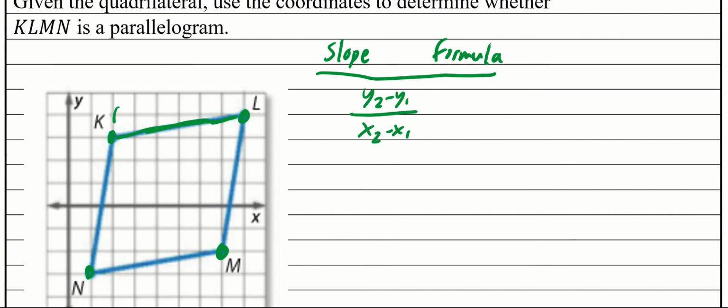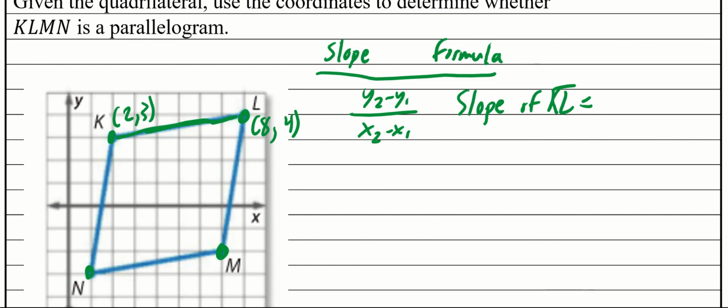So if I'm looking at this here, K is at the coordinate point (2, 3), and then L is at the coordinate point, let's count it out, 2, 3, 4, 5, 6, 7, 8, and then 1, 2, 3, 4. Okay, so if I want to find the slope of KL, let's go ahead and write this out first. All I need to do is use the slope formula and plug these in.